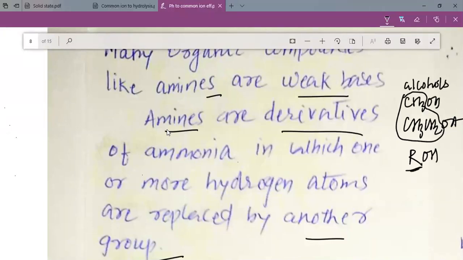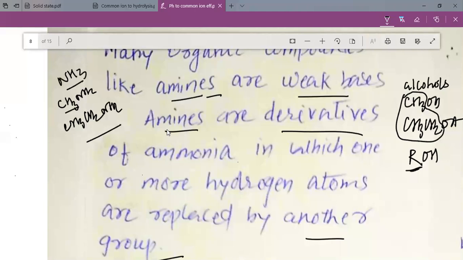Same way, my dear students, when it comes to amines, we may have various amines like CH3NH2, CH3CH2NH2, or we can even have NH3. So what happens, when you replace one of the hydrogens of ammonia with CH3, it becomes CH3NH2, an amine. So what are amines? Amines are weak bases. They are bases because nitrogen possesses a lone pair, and due to the presence of the lone pair, my dear students, amines behave like a base. So amines are weak bases.